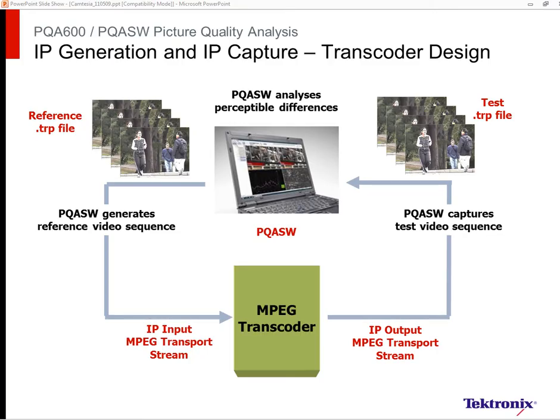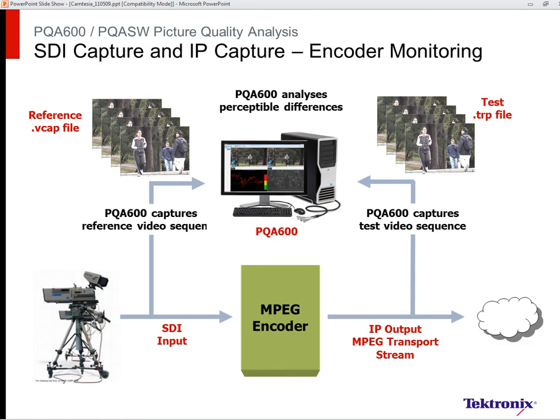The PQA600 and PQASW have a flexible input and output system for generating and capturing video. In this example, an MPEG transcoder is tested, where the reference video and the test video are both MPEG transport streams over an IP interface. The PQA600 adds the ability to generate and capture HD SDI video. In this example, the reference video is captured from the HD SDI output of a camera, also the input to an MPEG encoder. The test video is captured on an IP interface as the output of the encoder.